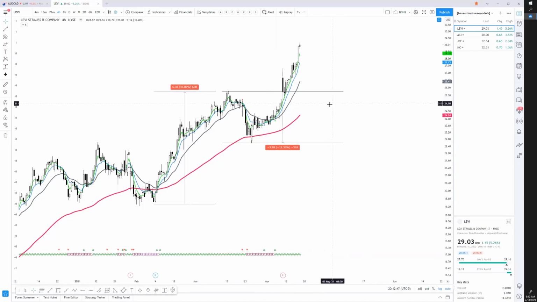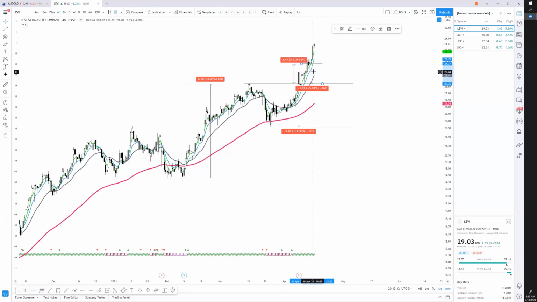No handle transition. The pullback here is shallow. His breakout was here, 5%, and then a pullback of 6%. He held that breakout point before eventually moving higher. So that's the first one on this chart.